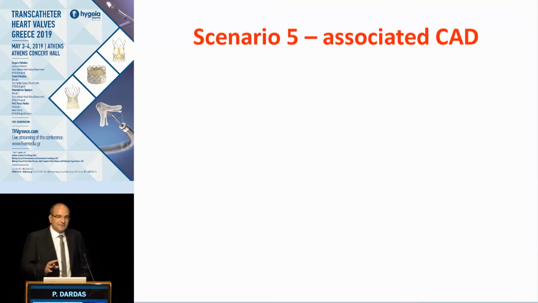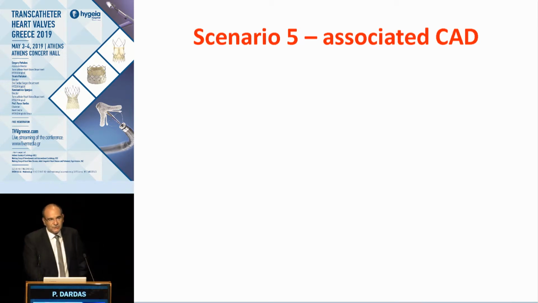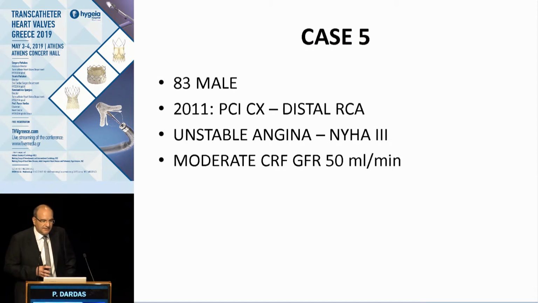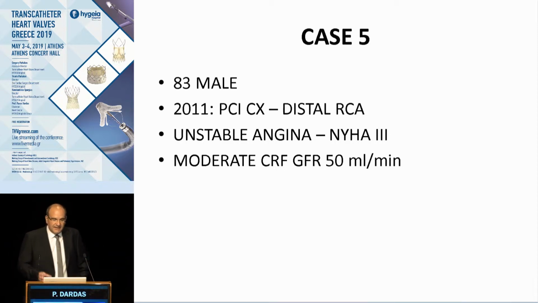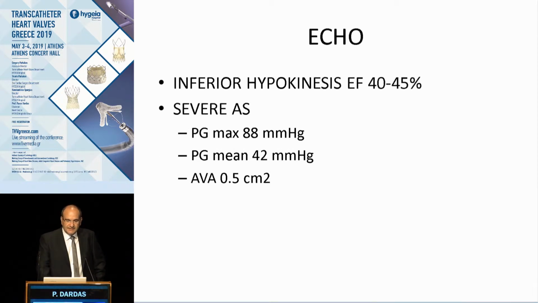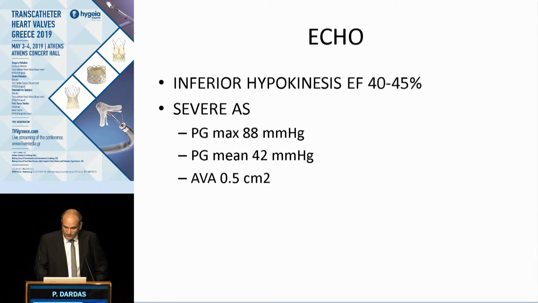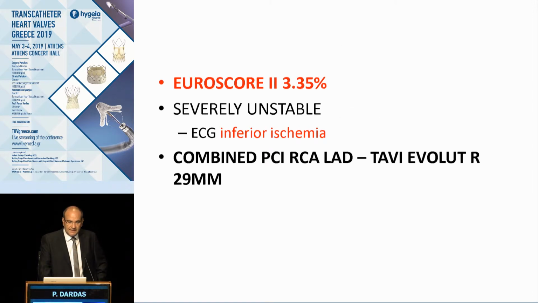Now, another scenario that sometimes we have to be very careful is when the patient has got associated coronary artery disease, and we heard about it before, when we should intervene first or after the TAVI. And this is a strange case, 83-year-old male who had PCI to circumflex and distal right coronary artery, and he developed unstable angina, and he also had moderate renal failure, and his echocardiogram showed an inferior hypokinesis and also severe aortic stenosis with a valve area of 0.5. So his catheterization showed moderate severe proximal LAD disease, proximal RCA disease that we thought was the cause of his unstable symptoms, patent distal stent in the right coronary artery and patent circumflex stent.